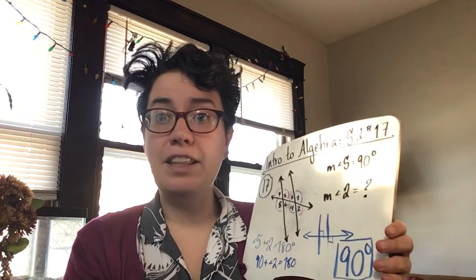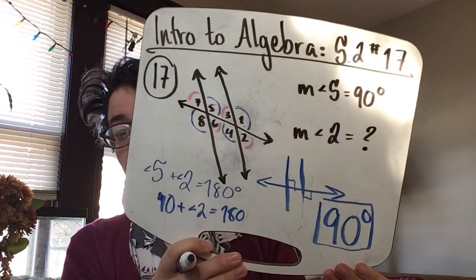So hopefully that helps thinking about supplementary versus congruent, and you can ask yourself the same thing in many of these problems. Ask yourself, supplementary, do they add up to 180? Complementary, do they add up to 90? Or congruent, are they exactly the same?